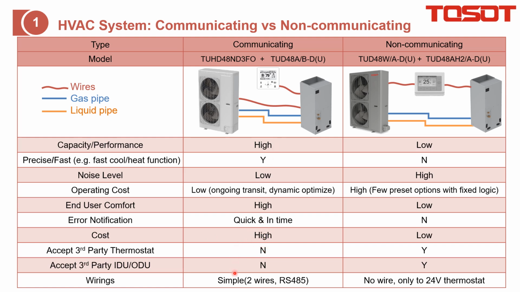As for the cons, this one only works with an exclusive wired controller and exclusive indoor and outdoor units, which means it does not accept a third-party thermostat or third-party indoor and outdoor units. But for this one, it is available. As for the wiring, this is super simple because there are basically just two wires, and it is ISO Wi-Fi communication. But for this one, the installer or service person needs to memorize the functions of different wires. Also, this requires basic training.